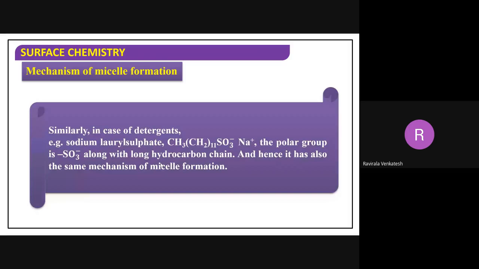Similarly, in the case of detergents also. Detergent means this one will be the detergent: CH3, CH2 taken 11 times, that means C12H25, something like this, SO3 Na plus.